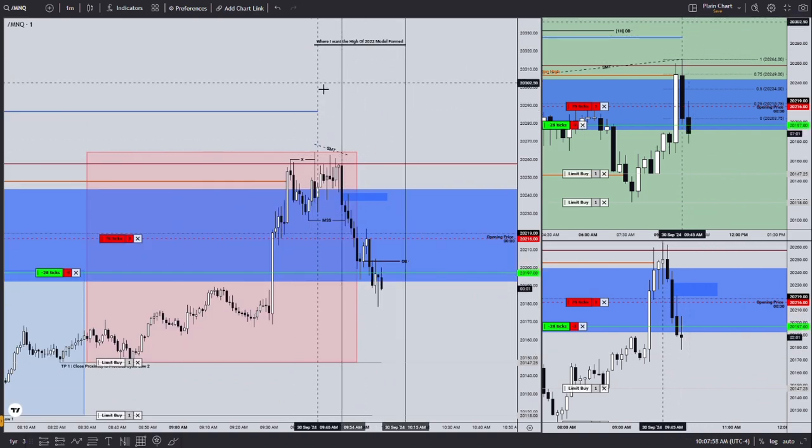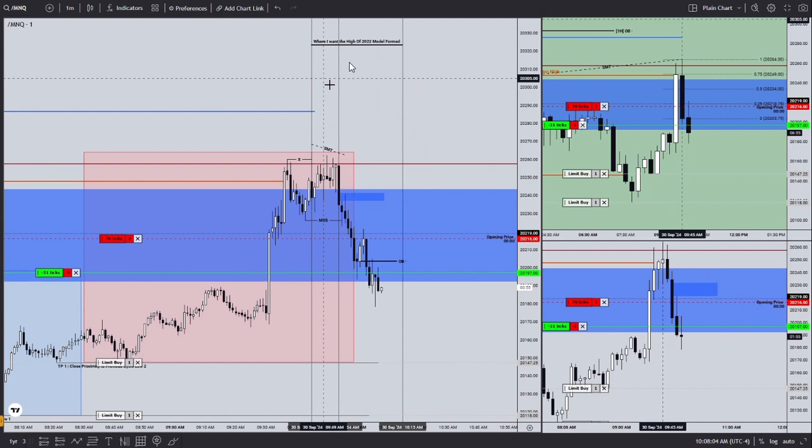What these lines mean. All right, so I want the high of the 2022 model to form within this time window, right? This time window is when the high forms of the 2022 model. And when we start displacing away from it, we create a market structure shift to the downside, right? So within this time window, from here to here, should just be a distribution move now.